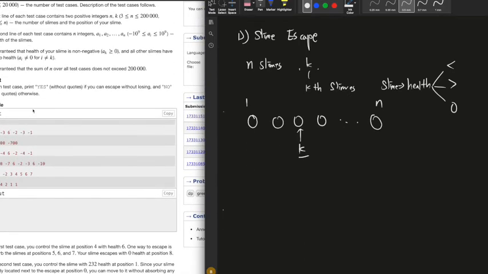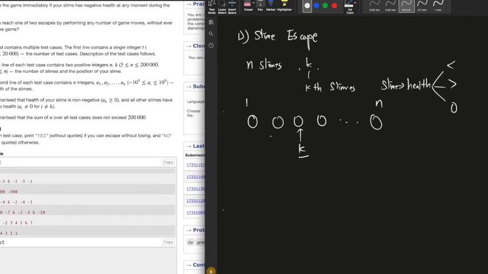We need to find if there's any way to end up in index 0. Right, 0 or n plus 1, because we have n slimes and we start from the K-th slime and just find if we can end up in 0 or n plus 1.